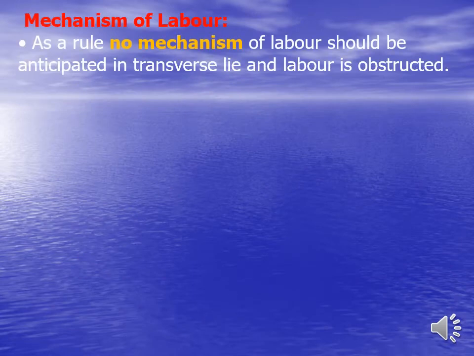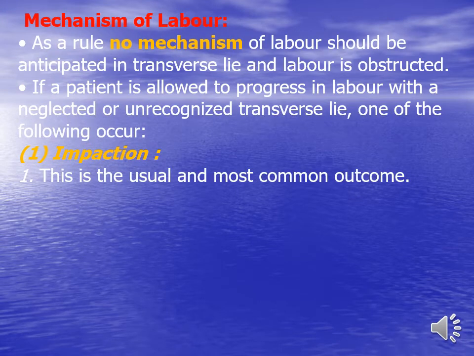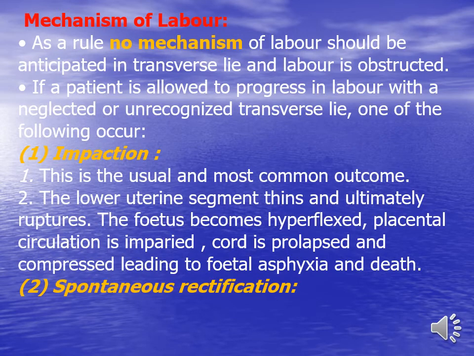The mechanism of labor. As a rule, no mechanism of labor should be anticipated in transverse lie. But if the patient is allowed to progress in labor with neglected or unrecognized transverse lie, one of the following may occur. Impaction, this is the usual and the most common outcome. The lower uterine segment becomes thin, ultimately ruptures, the fetus becomes hyperflexed, placental circulation is impaired, the cord is prolapsed, and we may reach fetal asphyxia and death at the last.